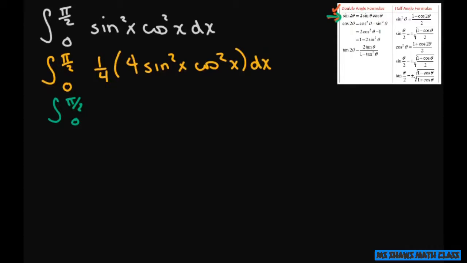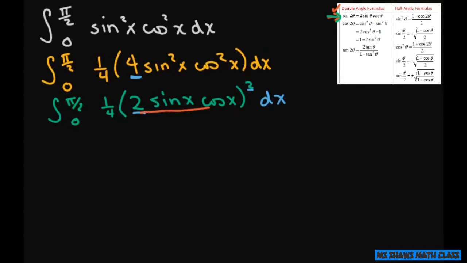And I'm going to write the 1/4. And now I'm just going to write 2 sine x cosine x squared. Now you know why I use the 4 here, because 2 squared is 4. And now I have my double angle identity.